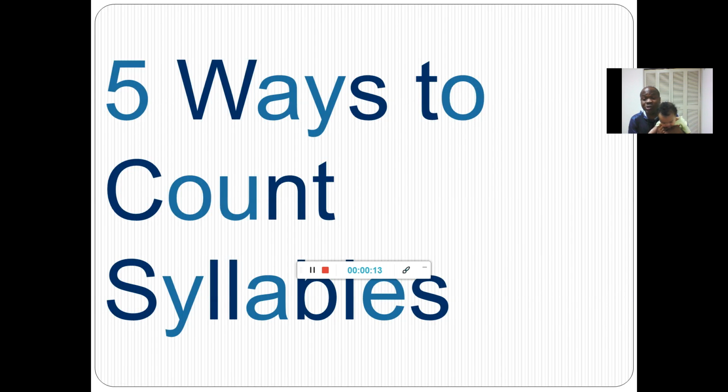And this time, what are we talking about? We've talked about types of syllable: closed syllable, open syllable, vowel team syllable, silent letter syllable, and the LES or LE syllable. But now we're going to talk about detection of syllable, how to count syllables, five ways we can count syllables. Let's quickly go into them.